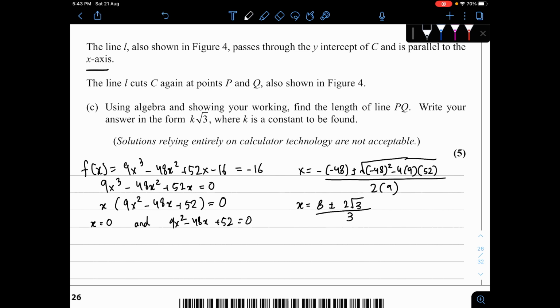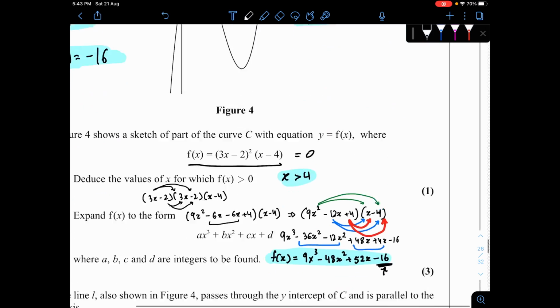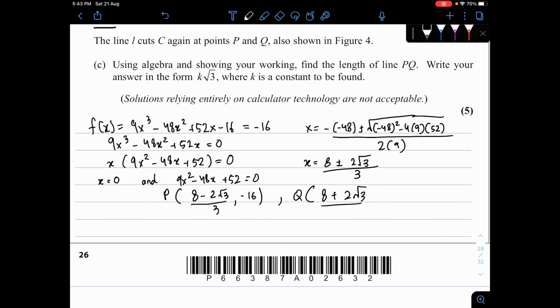Okay, so we know that P is smaller than Q. So P is going to be 8 minus 2 root 3 over 3, and our y is obviously minus 16, and our Q is going to be 8 plus 2 root 3 over 3, and that's also minus 16. So how do we find the distance?